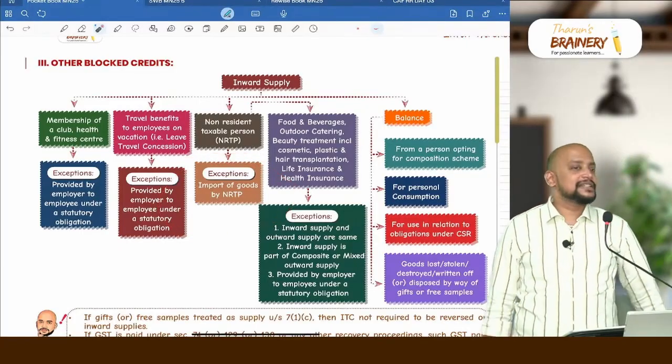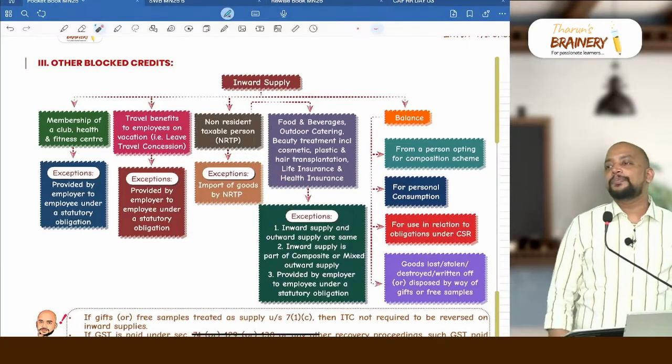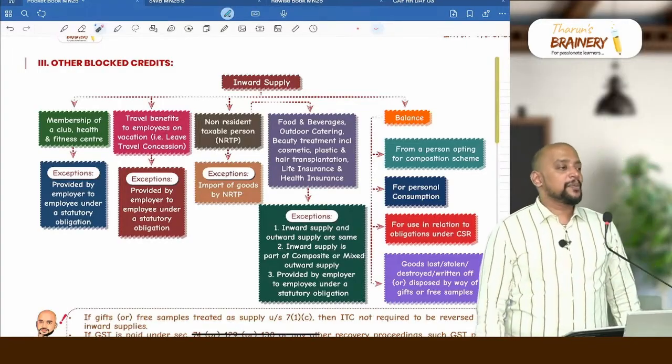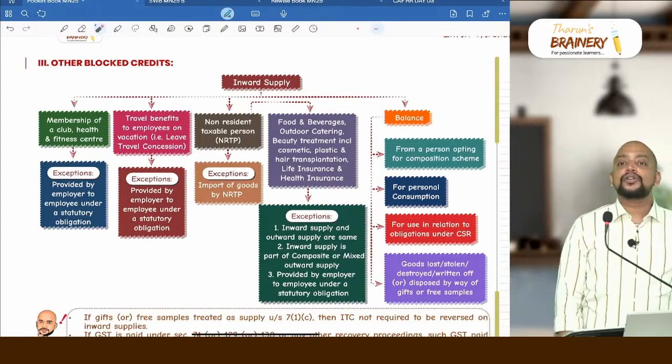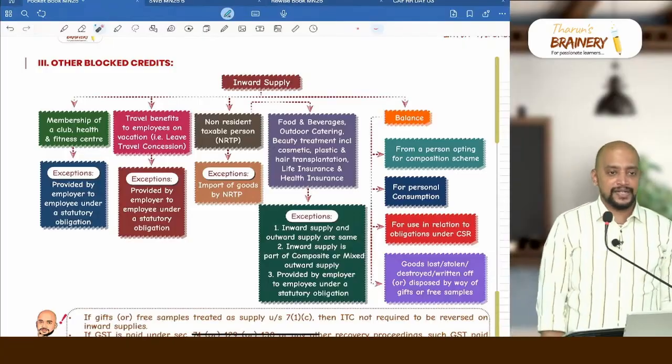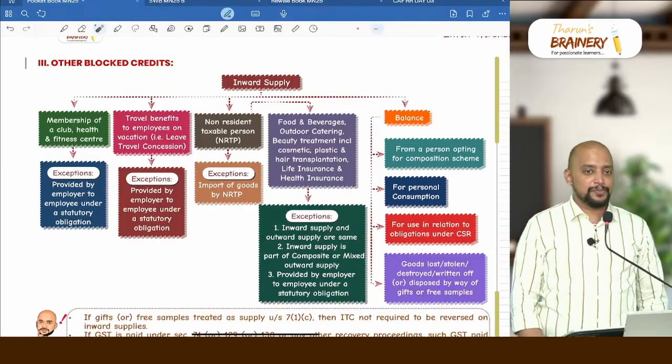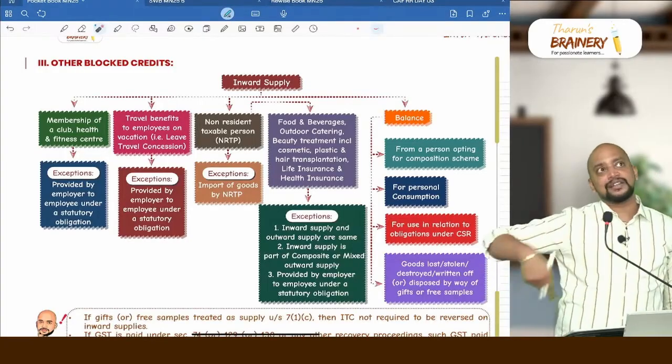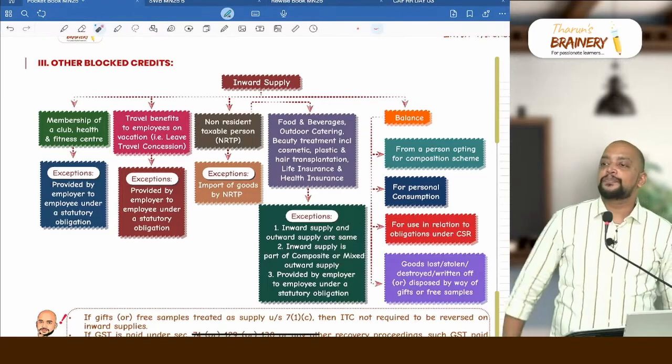So now that IPL season has started, a lot of foreign players will be coming to India for the purpose of playing in IPL matches. They are called non-resident taxable persons because they don't have any physical place of business in India, and they will be engaged in supply of services, and they need to register and pay GST.